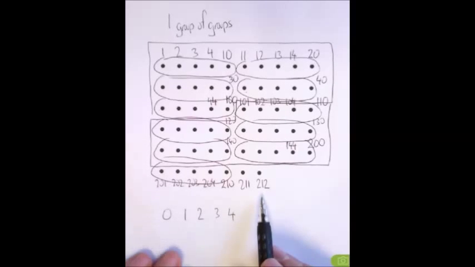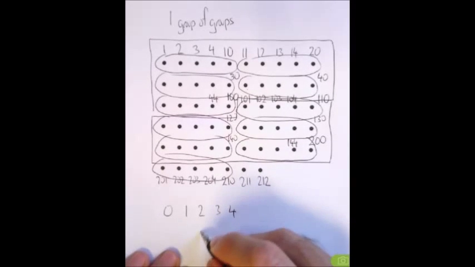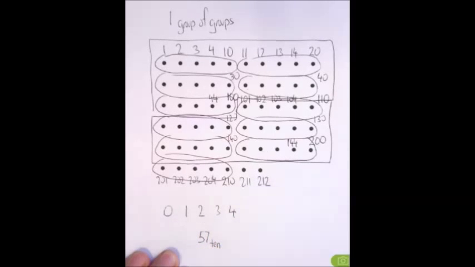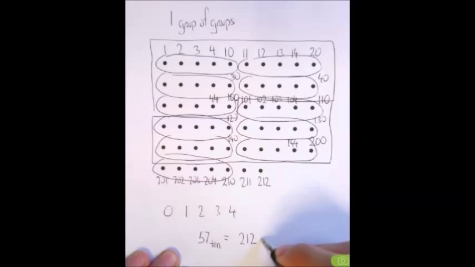Now clearly the number of dots hasn't changed, it's just our way of representing it. And so we can say here that 57 dots when we count in base 10 is the same number as 212 dots if I count in base 5.